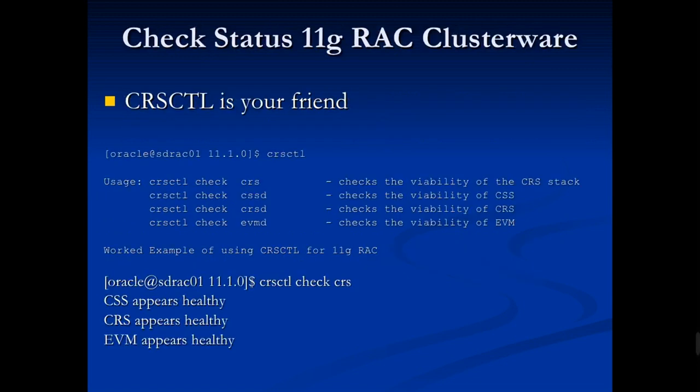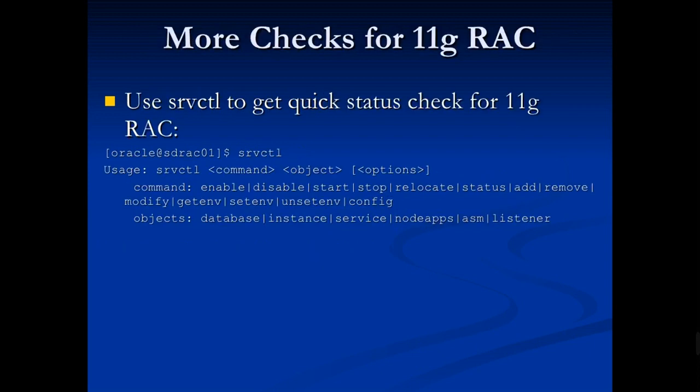Check status of 11G RAC clusterware. CRSCTL is your friend here. Why? Because you can simply run crsctl to see what usages come up. You can see the usages here. For example, crsctl check crs will show output like this. More checks for 11G RAC: use CRSCTL to get a quick status check.